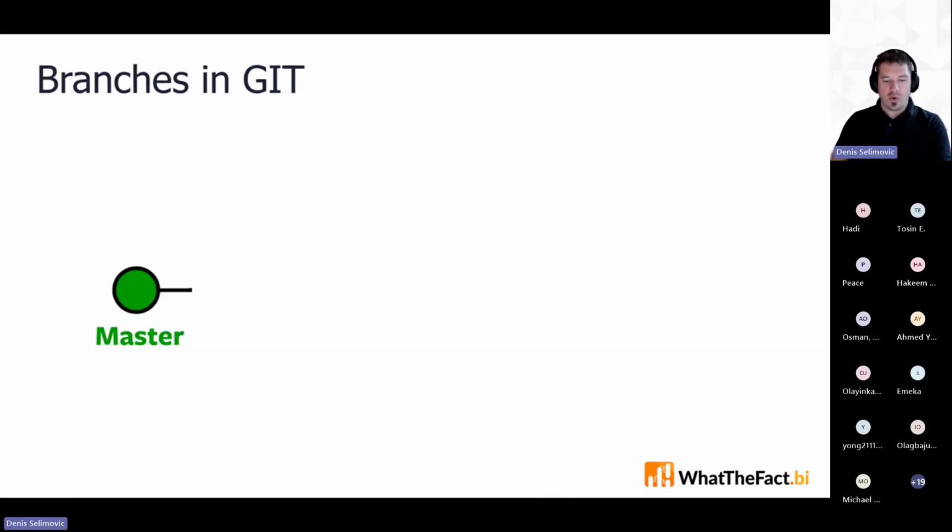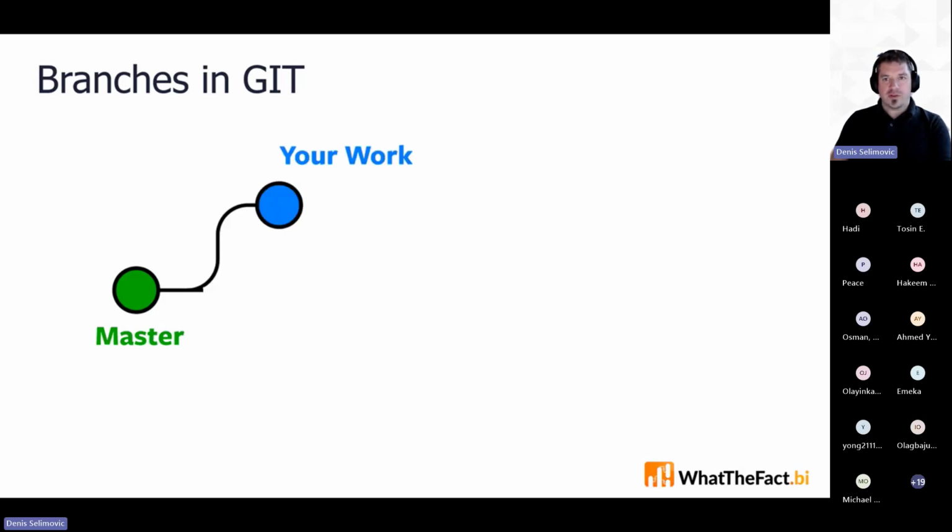How does it now work with branches and merging in Git? So in general, I have my master branch. My master branch is a specific piece of software, or in our case, let's say a specific report. And this report is the main report, how it should be.